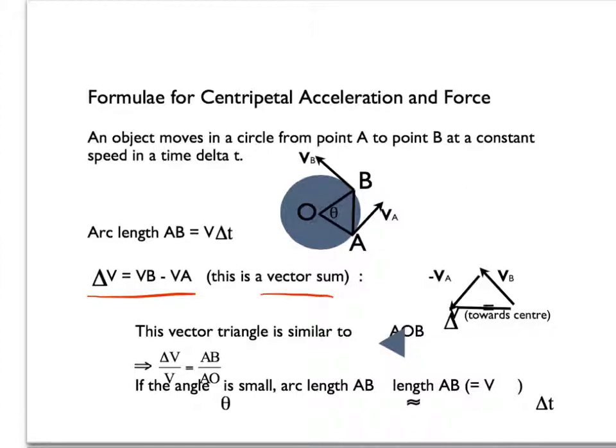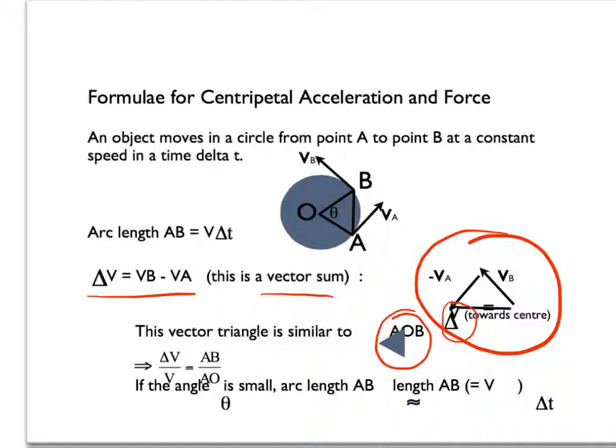So being a vector sum, we can draw a diagram, being careful to change the velocity VA around, so we have minus VA, adding it to VB to find delta V. You can't quite see that, but that's delta V. And that acts towards the centre of the circle. Now this triangle is similar to triangle AOB, which means the ratio of their lengths will be the same.